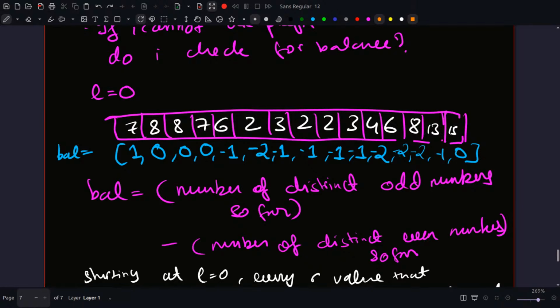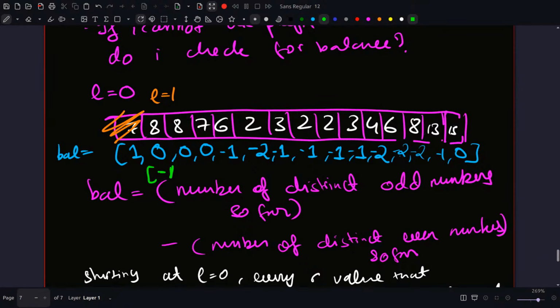But what happens if we increase L and say, okay, let us remove the first element. Let's say L was equal to 1. Then what is the new balance array? As you see, this 7 was never seen, and we're basically starting off at 8. Now 8 is a distinct even number, so this position becomes -1.